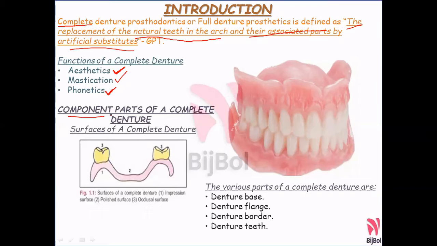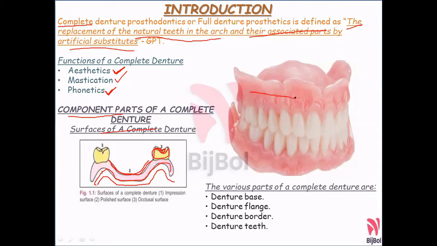Coming to component parts of complete denture, there are 3 major surfaces of a complete denture. One is the impression surface, which is the surface recorded by the impression. This is the impression surface. Coming to the parts, it would be called the denture base. The second one is the polished surface. The polished surface is all other surfaces apart from the occluding surfaces. Occluding surfaces are the teeth and the occlusion of the teeth. The polished surfaces are the buccal flange, lingual flange and palatal surface. All these are the polished surfaces.